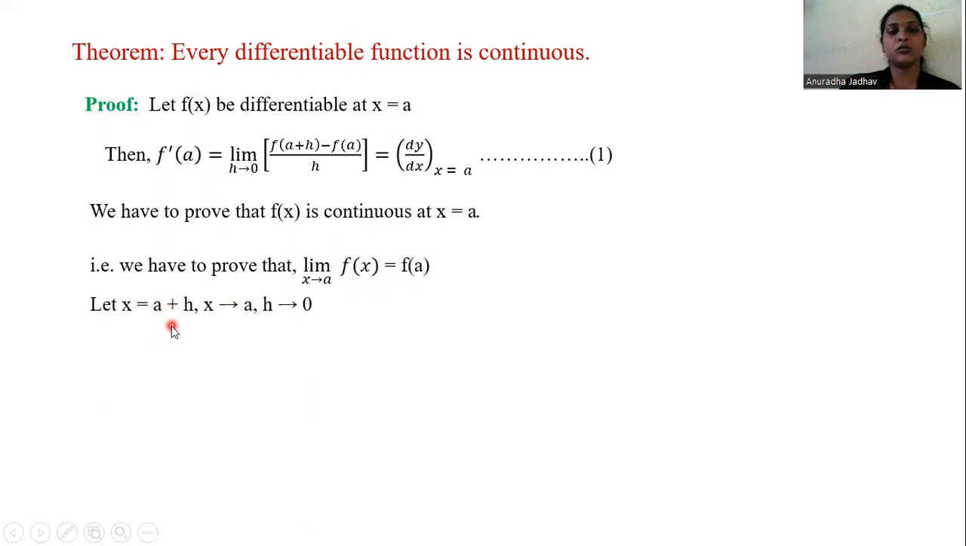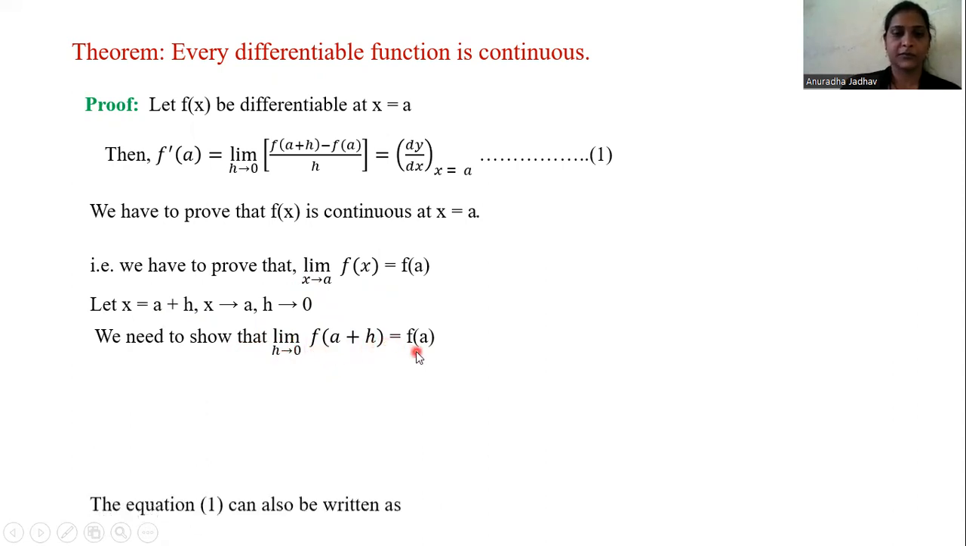Let x is equal to a plus h. As x approaches a, then h approaches 0. Here we take the substitution x is equal to a plus h. If x approaches a, then h approaches 0. We need to show that limit as h tends to 0, f of a plus h is equal to f of a. This is another definition of continuity in terms of h, that is limit as h tends to 0, f of a plus h is equal to f of a.